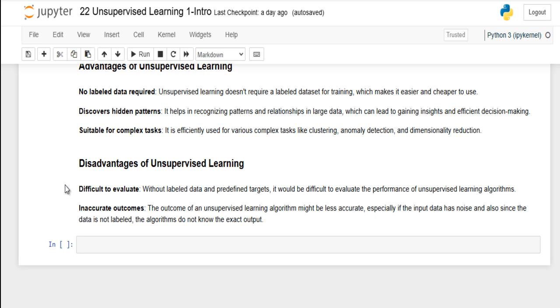The other side of it is that it is difficult to evaluate. Without labeled data and defined targets, it would be difficult to evaluate the performance of unsupervised learning algorithms. Most times, inaccurate outcomes can also be frustrating. The outcome of an unsupervised learning algorithm might be less accurate, especially if the input data has noise, and since the data is not labeled, the algorithm does not know the exact output.